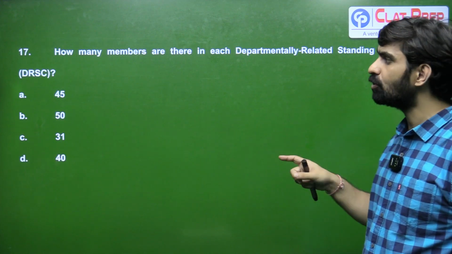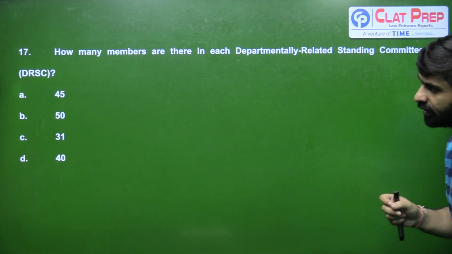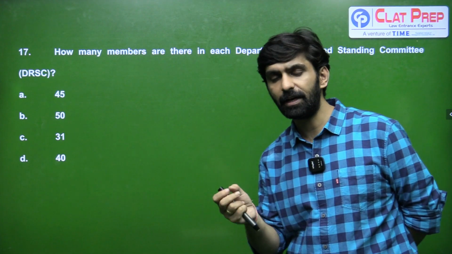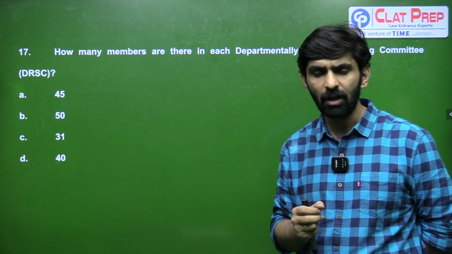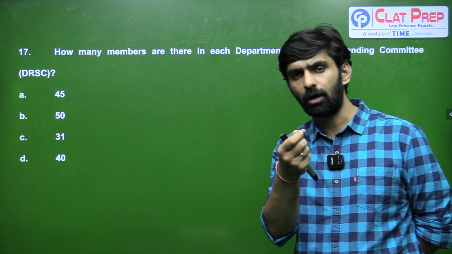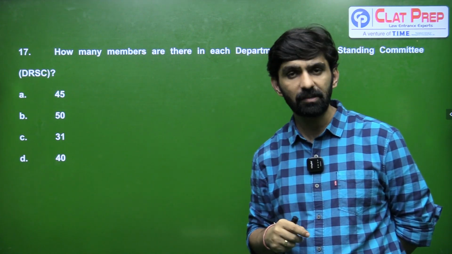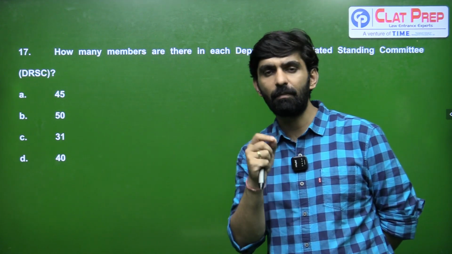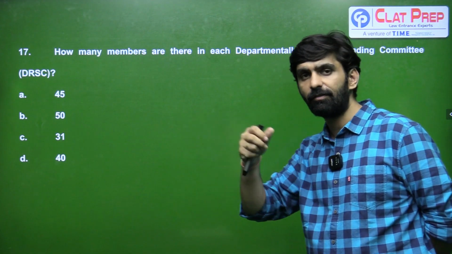And the next question is, how many members are there in each department related standing committee, DRSC? Every DRSC is going to have 31 members. So if I ask you a question right now, which you can answer in the comment box, out of these 31 members, how many members are from the Lok Sabha and how many members are from the Rajya Sabha? You can answer in the comment box. But for us, the answer for 17 is going to be C.